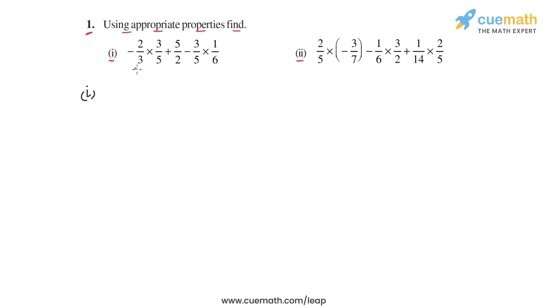In part 1, the expression is this expression that you see here, minus 2 by 3 into 3 by 5 plus 5 by 2 and then minus 3 by 5 into 1 by 6. If you observe this expression carefully, you can see that it's made up of three parts. There's minus 2 by 3 into 3 by 5, then there is plus 5 by 2, and then there is minus 3 by 5 into 1 by 6. So essentially the expression has three terms in it, these three terms that I have boxed.